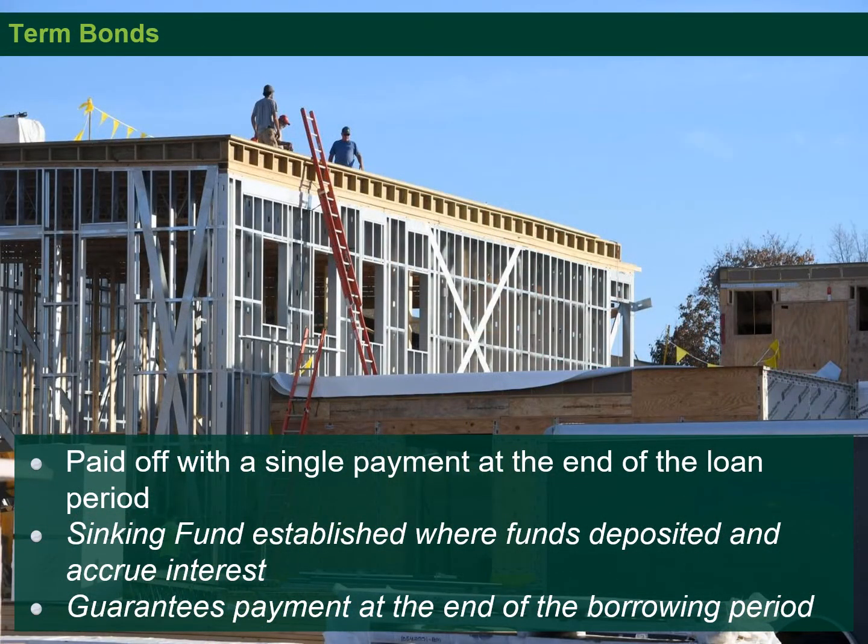I've been saying term, and that's just the life of the bonds. But then we can also look at a term bond. A term bond is paid off with a single payment at the end of the loan period. So there's a sinking fund that can be established where funds are deposited and they accrue interest. And there's a guaranteed payment at the end of the borrowing period.